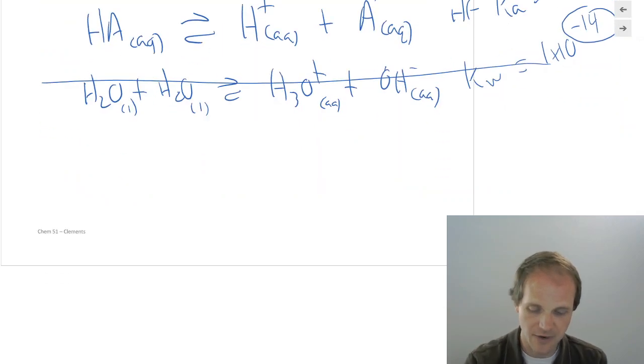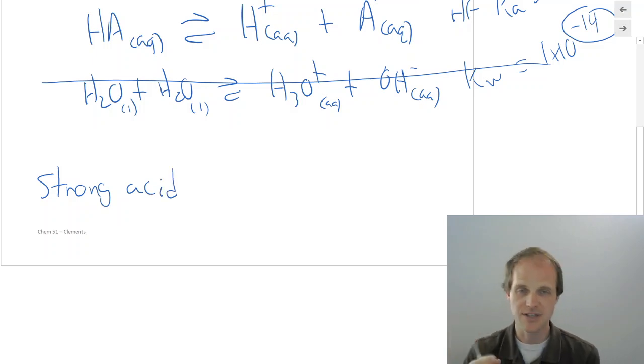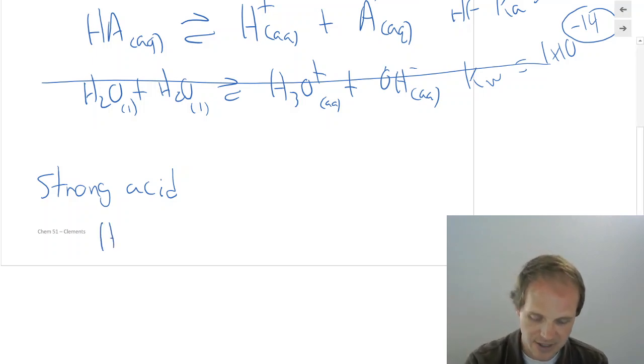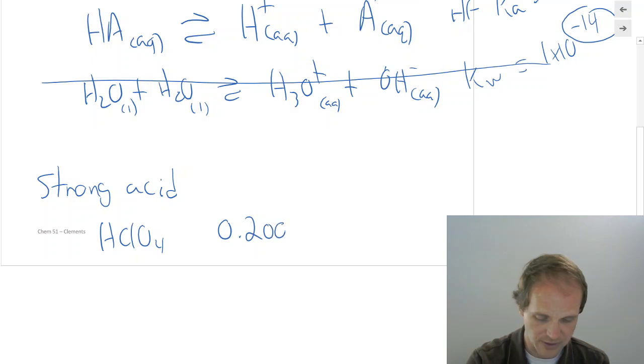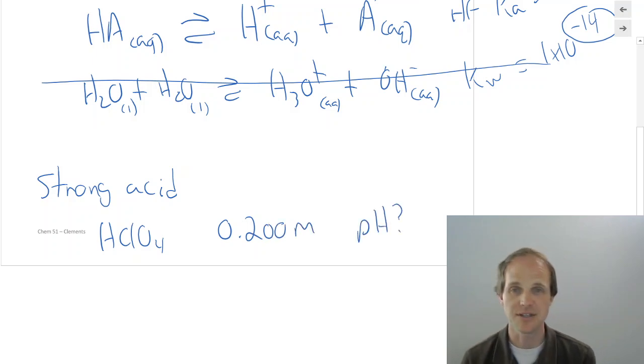So we have to think of our two situations. Remember, we had strong acids and we had weak acids. Do you remember your strong acids? HCl, HBr, HI, HNO3, H2SO4, HClO4. So let's say we had HClO4 and it was 0.200 molar and we wanted to know what is my pH.